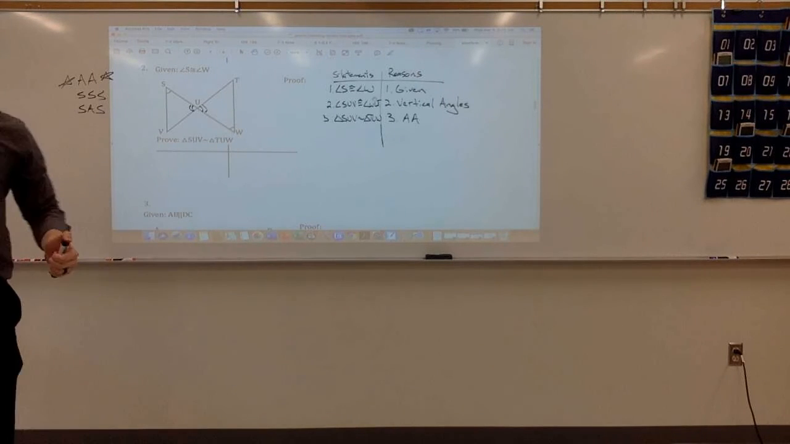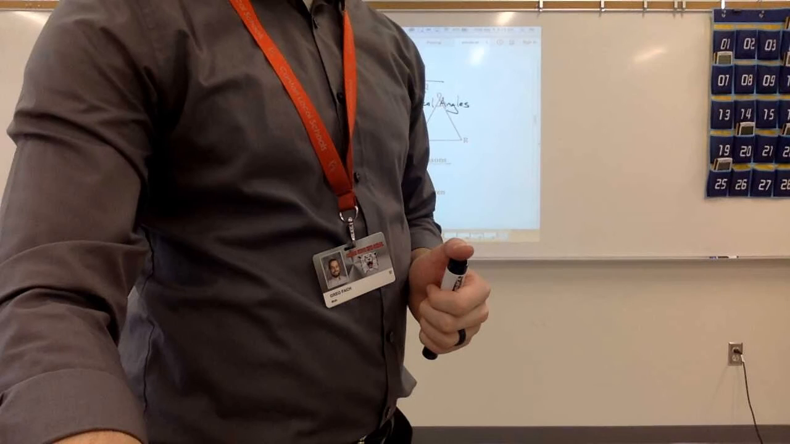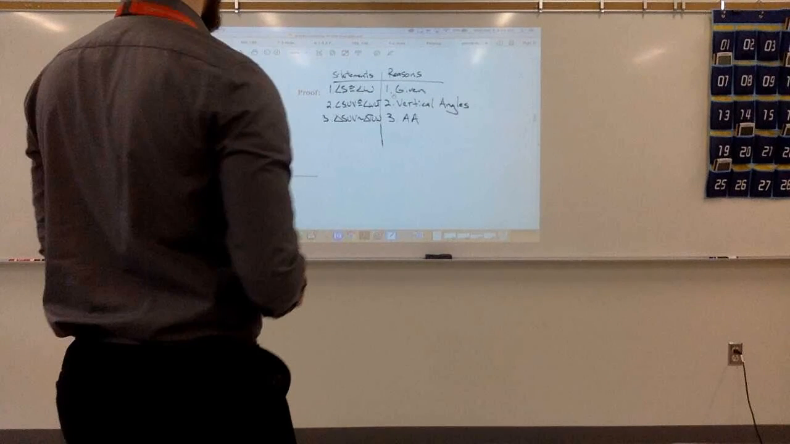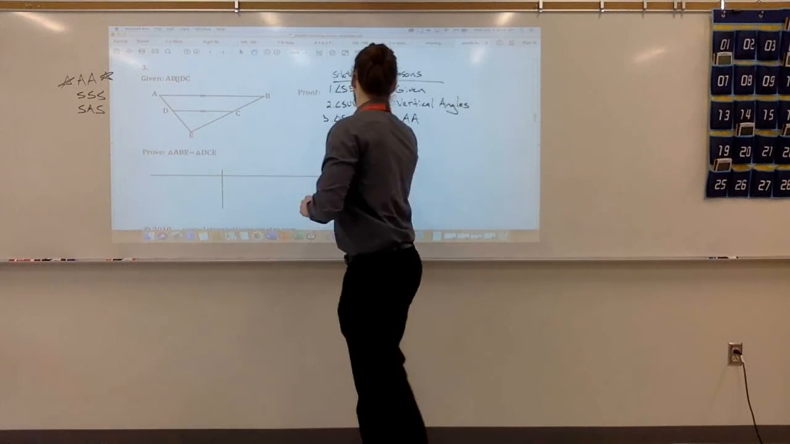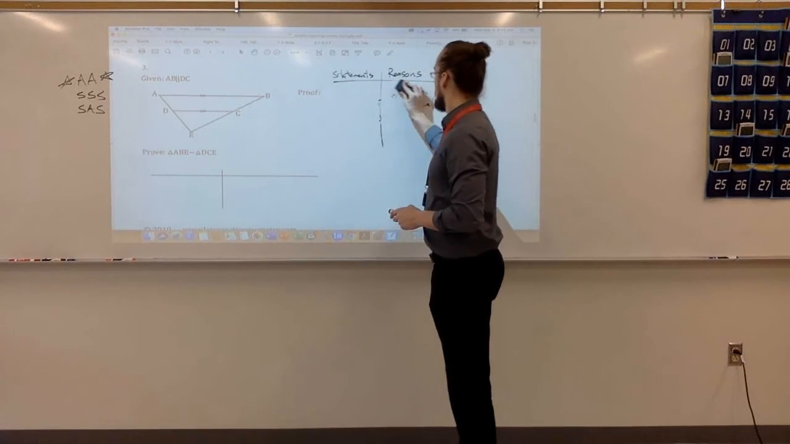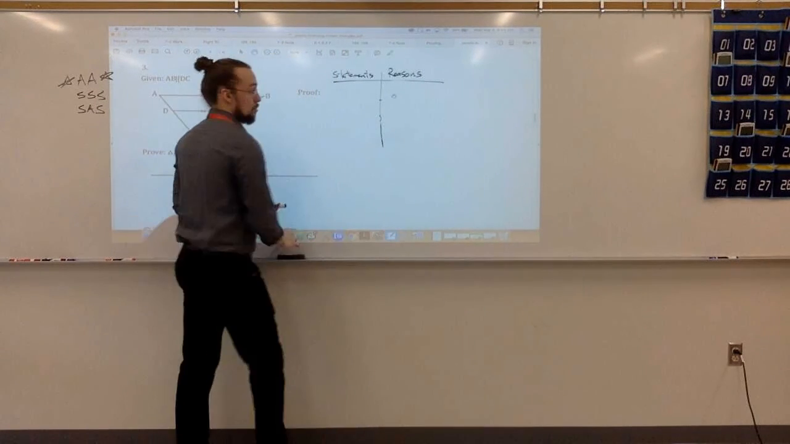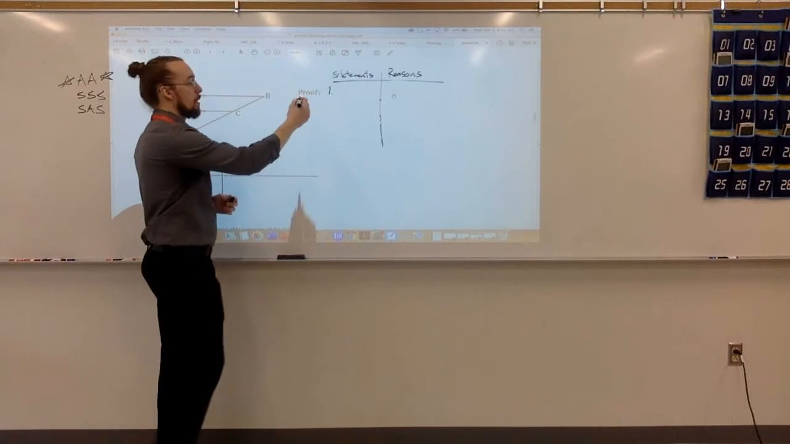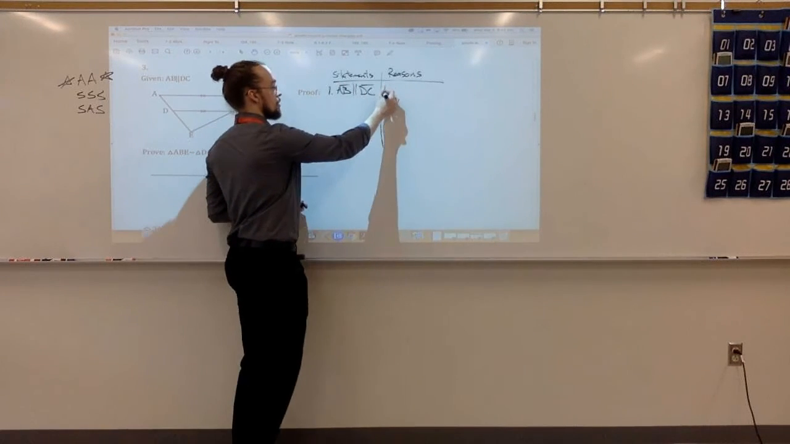All right, let's do one more together, and then have you guys try some. So on the third example here, all I'm given is that AB and DC are parallel. So we'll start with that. That'll be my first line of my proof. AB is parallel to DC. That's given.